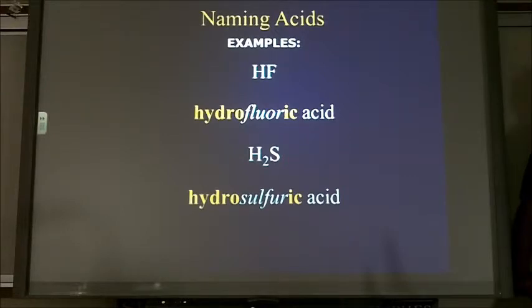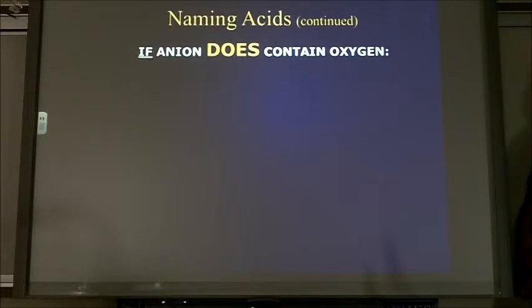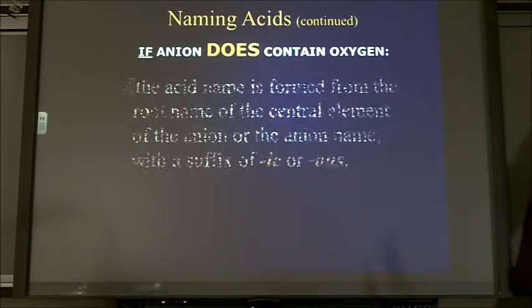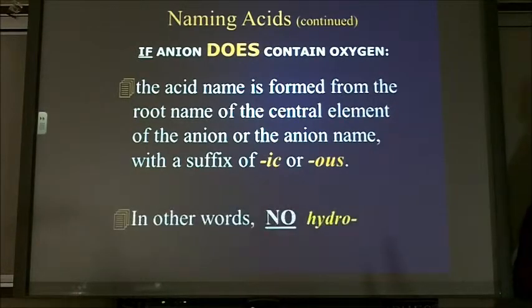Now, in AP, we'll talk about it, and you'll say it a couple hundred times, and you'll go, oh, it's sulfurous, or sulfuric, I'm sorry. If the anion does contain oxygen, in other words, generally speaking, you're looking at a polyatomic. The name is formed from the root name of the central element of the anion, with the suffix ic or us. And even more importantly, there is no hydro in the name.